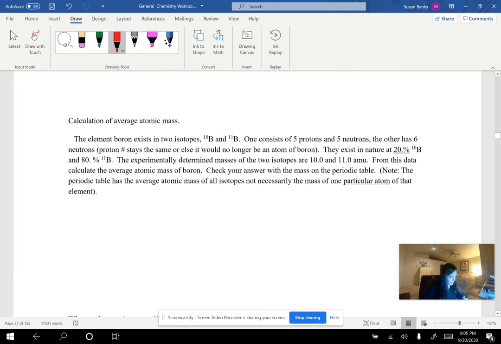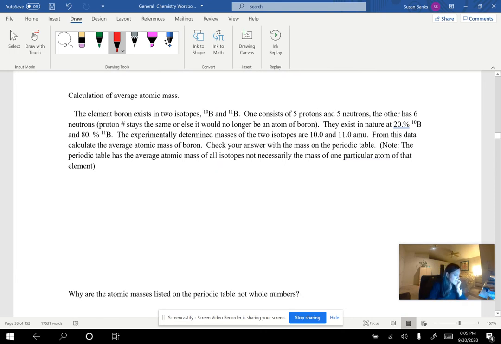Calculation of the average atomic mass. The element boron exists in two isotopes. So I have boron 10 and I have boron 11. The boron 10 consists of 5 protons and 5 neutrons, right? Protons plus neutrons will equal the mass. So 5 plus 5 equals 10. That's what we would expect. The other has 6 neutrons and has 5 protons.